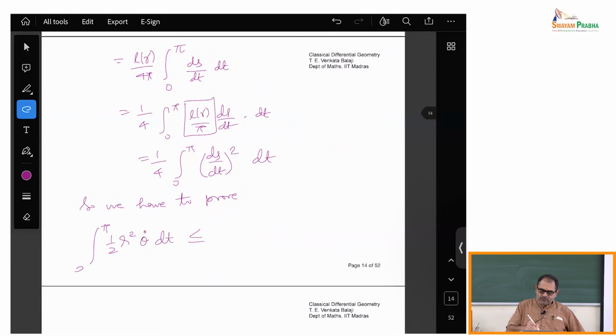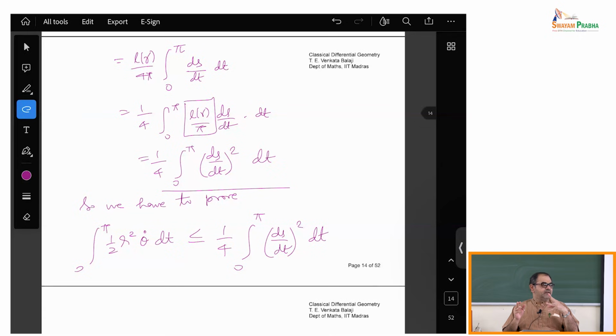Okay, less than or equal to, on the right side I have this guy, 1 by 4 integral 0 to pi, (ds by dt) the whole squared dt. This is what I have to prove. So now I have one integral less than or equal to another integral. So this at least looks like the case where I can apply Wirtinger.